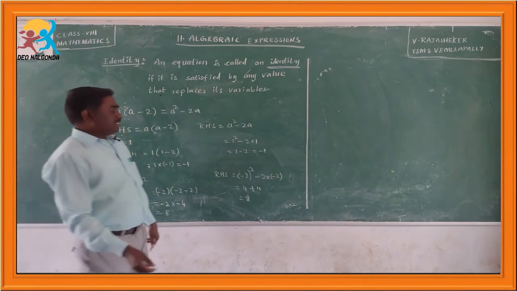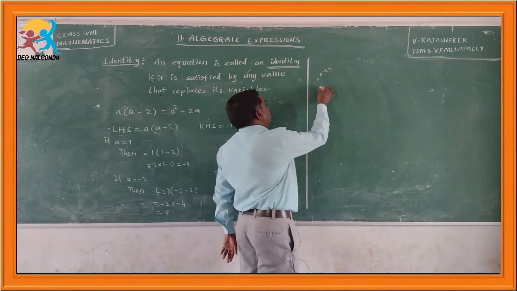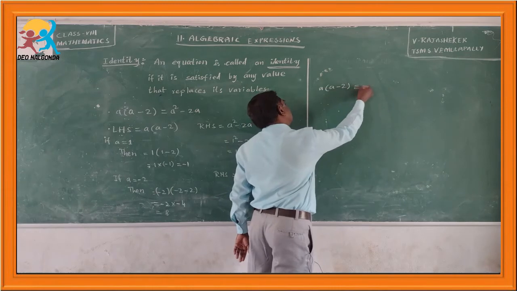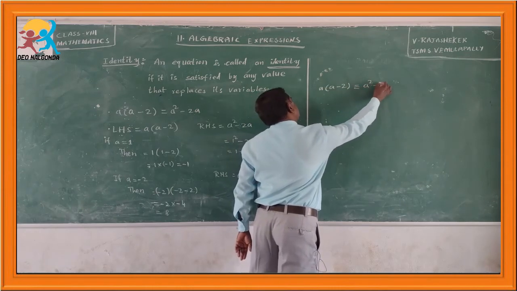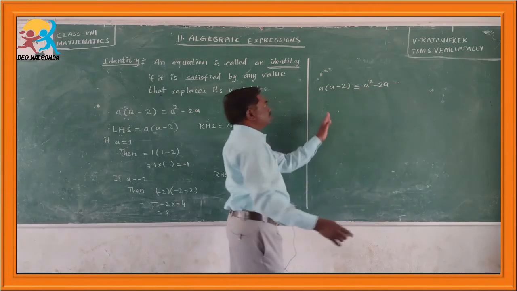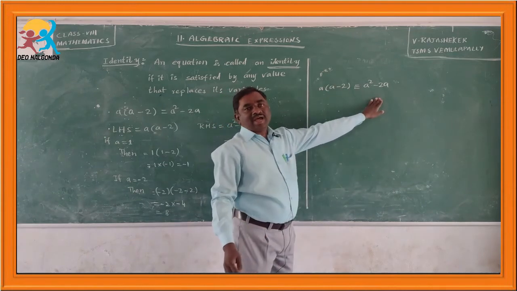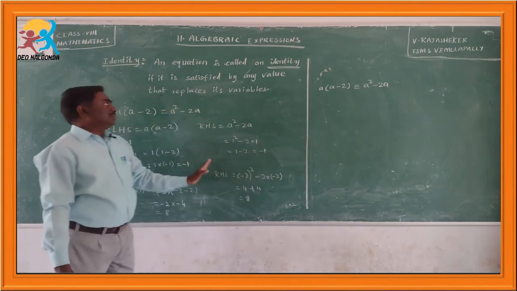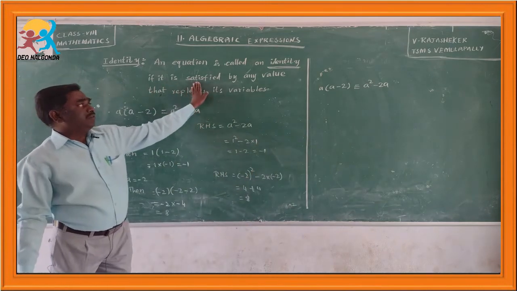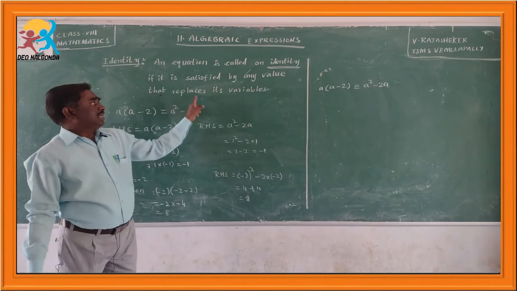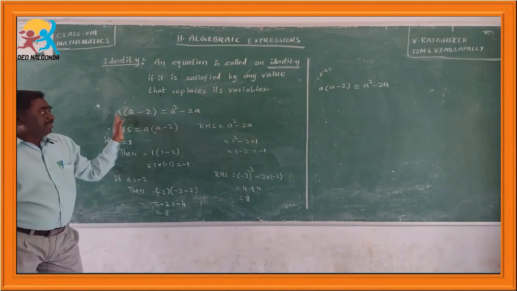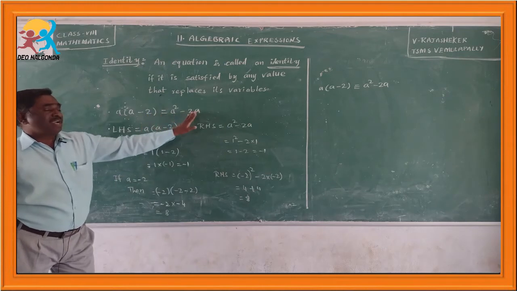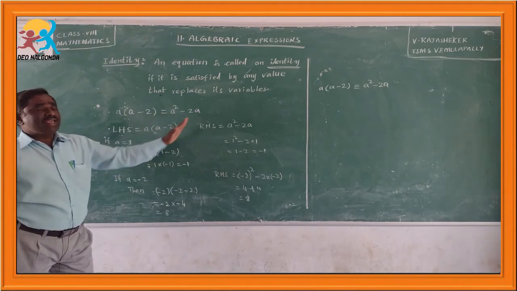So now we can say a of a minus 2 is identically equal to a square minus 2a. So this is an identity. Clear? Once again, an identity is satisfied by any value that replaces its variables. Here a of a minus 2 is equal to a square minus 2a. This is an equation.